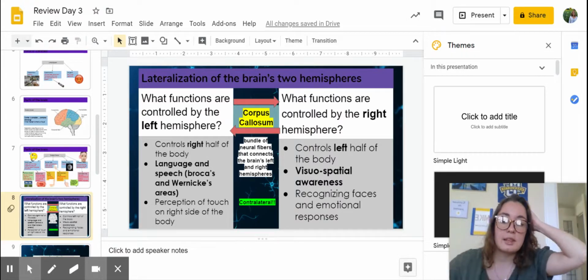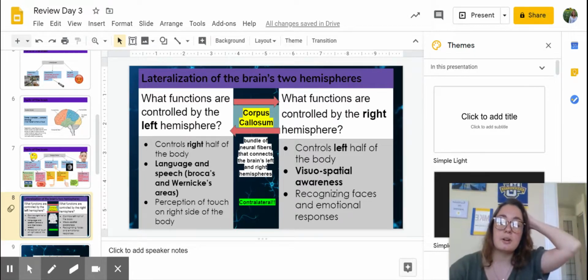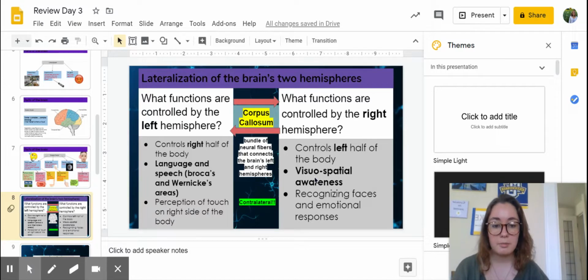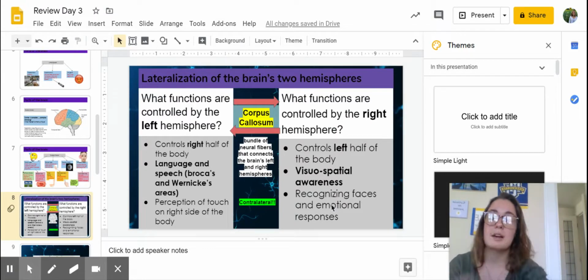Right would control left, it's contralateral. And then we said the right is more about visual spatial awareness. So kind of seeing visual things and drawing and looking at things. And then also recognizing faces and emotional responses. So you could talk about face blindness and things like that. It's interesting because that part is a little bit more controlled by the right hemisphere.